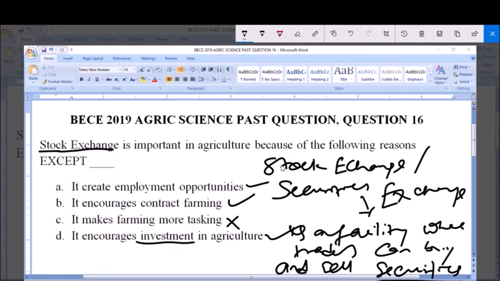Now the question says all these are importance, except. So now we have to pick the option which is not an importance of stock exchange. And from this you see that option C here is not an importance of stock exchange. So therefore it will be the right answer to this question, because it says it makes farming more tasking, which is wrong. So option C is not an importance of stock exchange in agriculture.